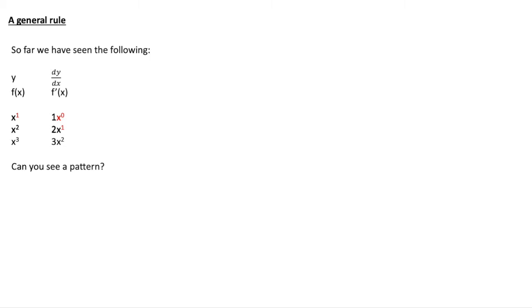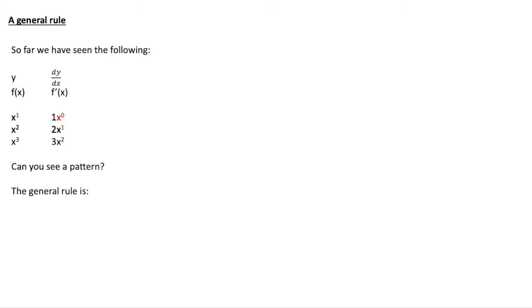And similarly with the x to the power of 1, the extra red 1 in the second line there for the dy by dx column doesn't change it, but we can see that we now have, for the coefficients there, a pattern of 1, 2, 3, and for the powers a pattern of 0, 1, 2.